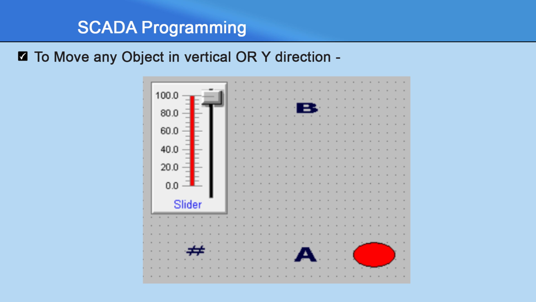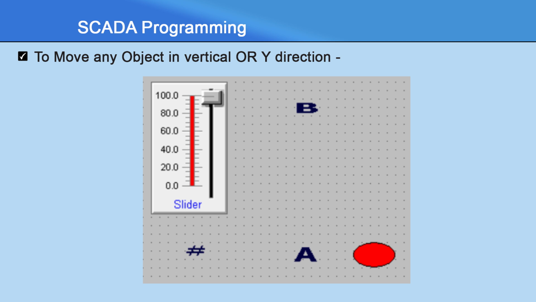Okay, so when we click on the slider, the same slider window will appear. Here you can select the same properties. If you want the ball to move from A to B, the same procedure will be there for the slider.